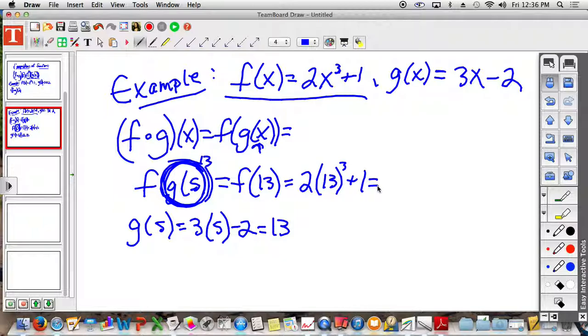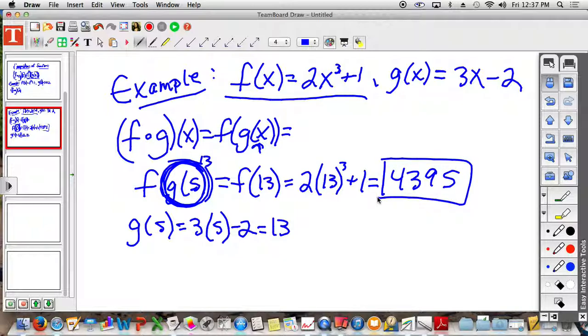I need some help with the math here because I don't know off the top of my head what 13 to the 3rd power is. It's 2,197. So 13 cubed is 2,197, and then we have to multiply that by 2, which is 4,394, and then add 1. So 4,395 is the value of that function.